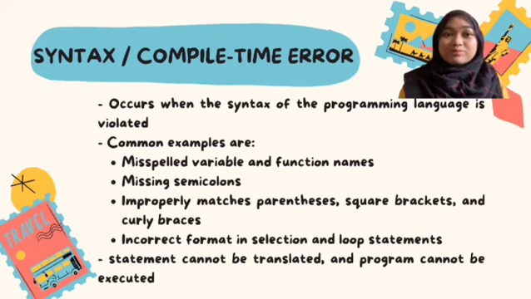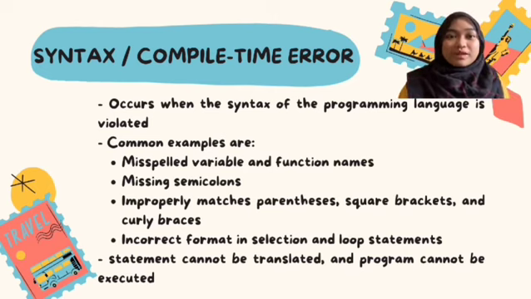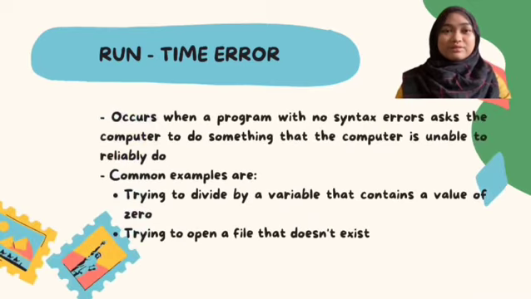Syntax error usually occurs when the syntax of the programming language is violated. Common examples would be misspelled variable and function names, missing semicolons. I think this is the most common mistake that we make. Improperly matched parentheses, square brackets, and curly braces. Incorrect format in selection and loop statements. So when this happens, the statements cannot be translated and the program cannot be executed because the computer is unable to understand our program.